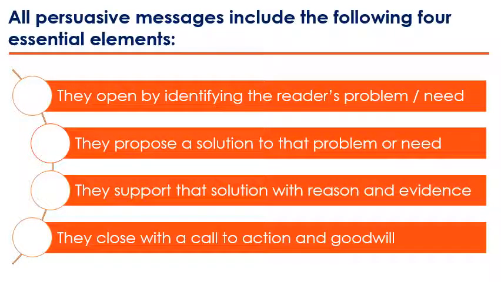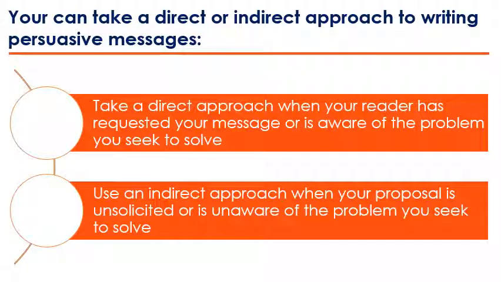To summarize, all persuasive messages include the following 4 essential elements. They open by identifying the reader's problem or need. They propose a solution to that problem or need. They support that solution with reason and evidence, and they close with a call to action and goodwill. These persuasive messages can take a direct or indirect approach. You should take the direct approach when your reader has requested your persuasive message or is aware of the problem that your proposal seeks to solve.